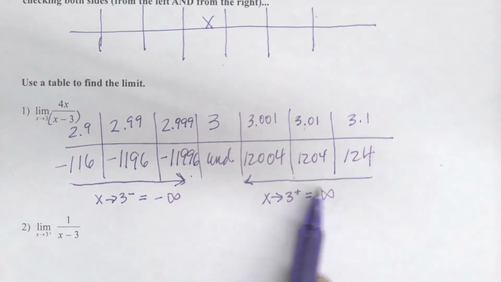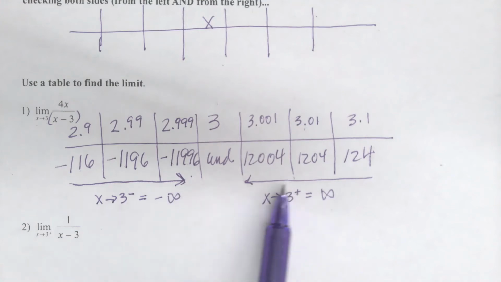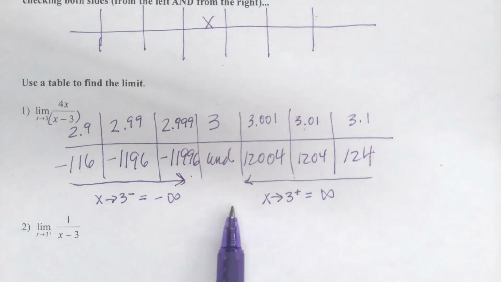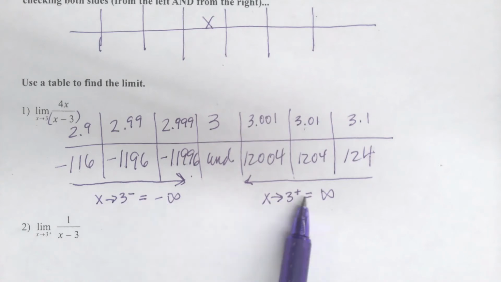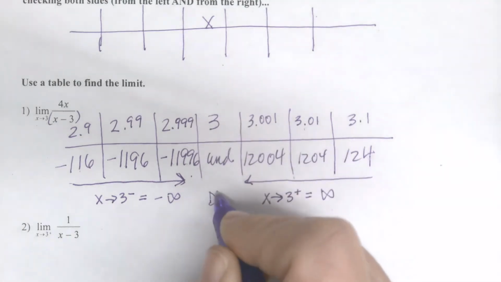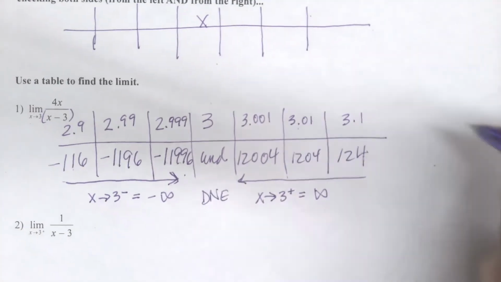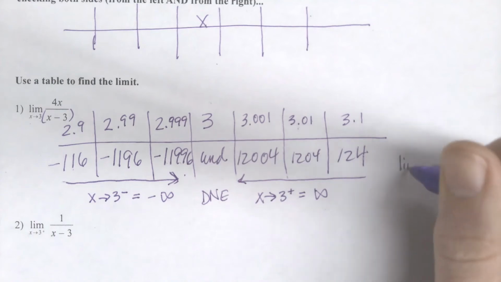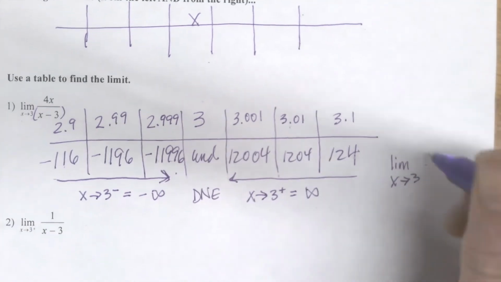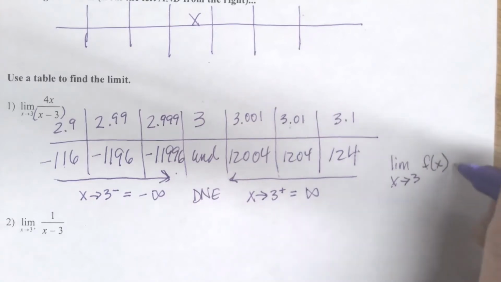And remember what we said yesterday when we talked about limits, these two things have to be going to the same place in order for a limit to exist. Well, infinity isn't even a place, and so what's my limit here? It does not exist. So how would I write this? I would say the limit as x approaches 3 of this function does not exist.